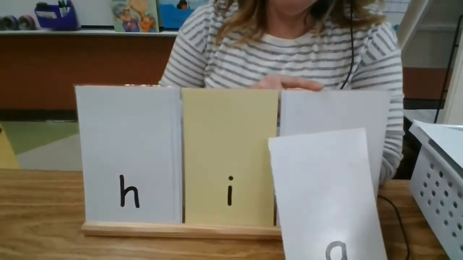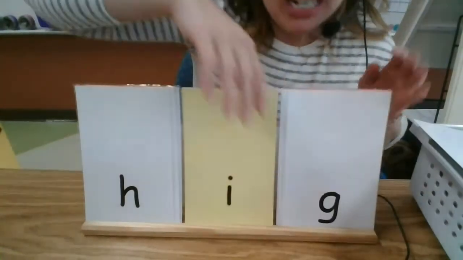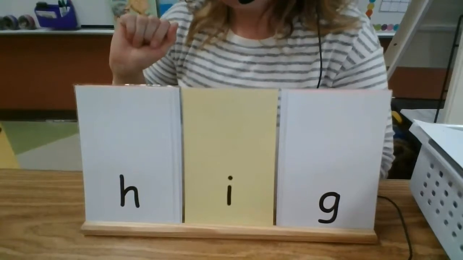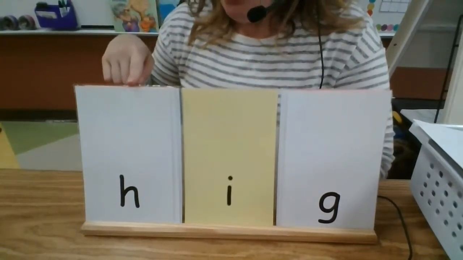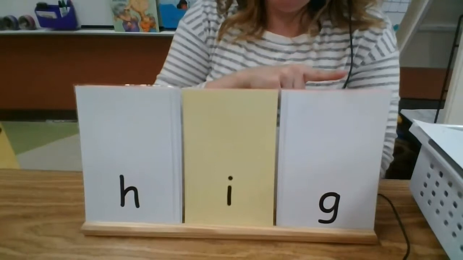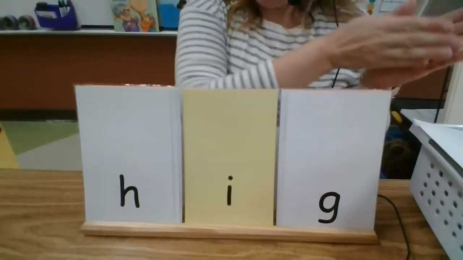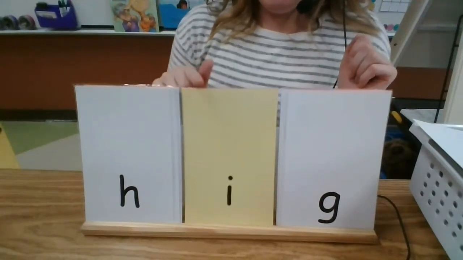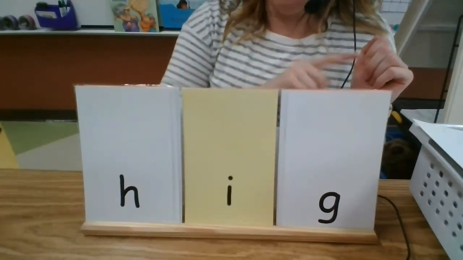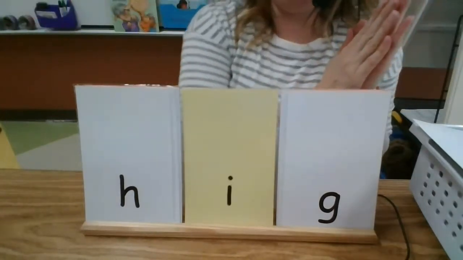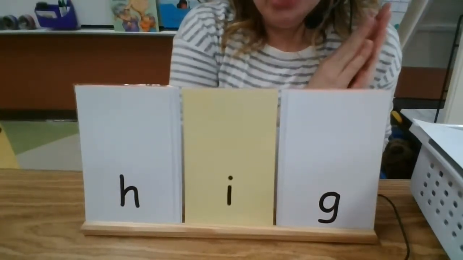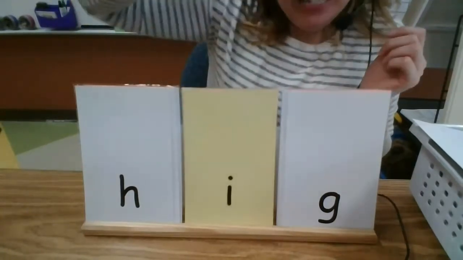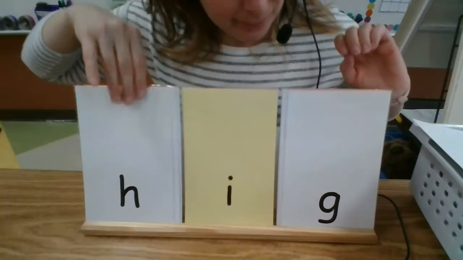I, G. Whoops, lost my G. Let's try it again, and we'll do all of these 2 times. 1, 2, 3. I, G. Hig. One more time, just like that. I, G. Hig. Real word or nonsense word? Yeah, that's a nonsense word. It is just a silly pretend word.